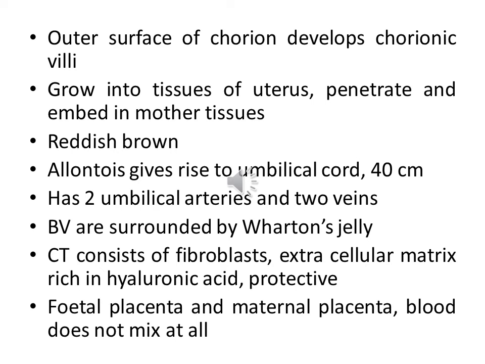The umbilical cord is about 40 centimeters. Umbilical cord has 2 umbilical arteries and 2 umbilical veins. These blood vessels are surrounded by a jelly-like material that is known as Wharton's jelly. Connective tissue systems. Connective tissues consist of fibroblast, extracellular matrix, which is rich in hyaluronic acid and it is protective in nature. Then fetal placenta and maternal placenta.